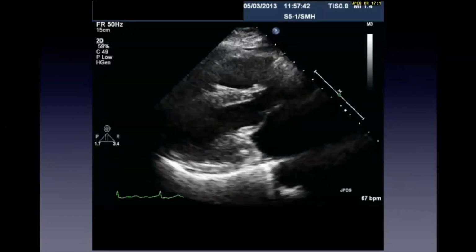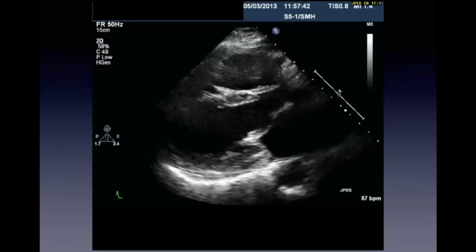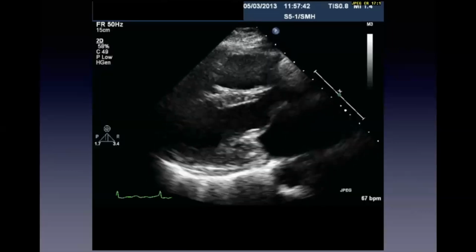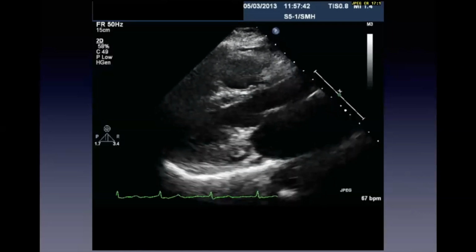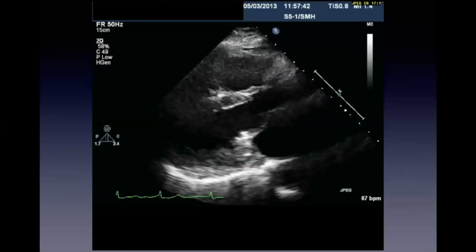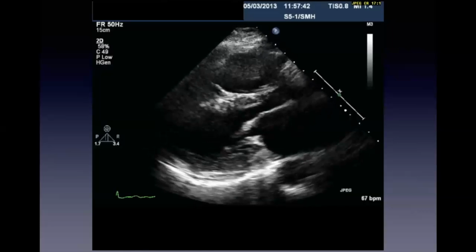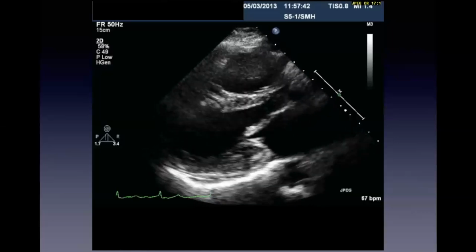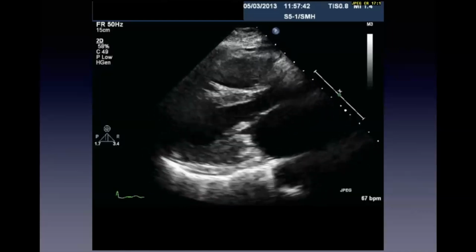You can see the restriction at the tips of the leaflets. The anterior leaflet moves fairly well. The posterior is thickened, probably calcified, and fixed. And you can see there's reduced opening of the mitral valve. LV systolic function normal to low normal, maybe 50 to 55%, and there's abnormal septal motion.